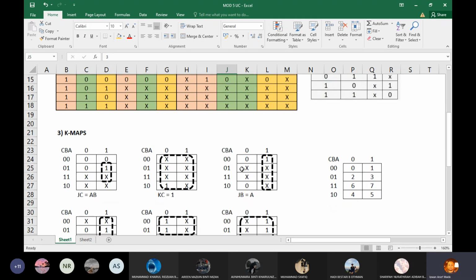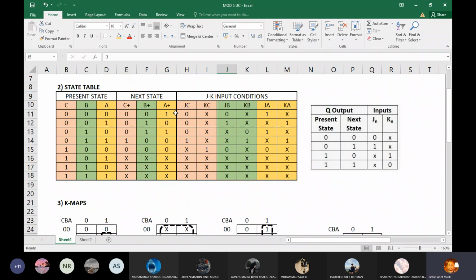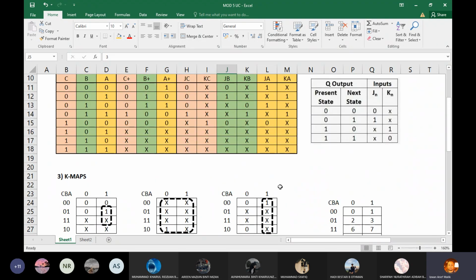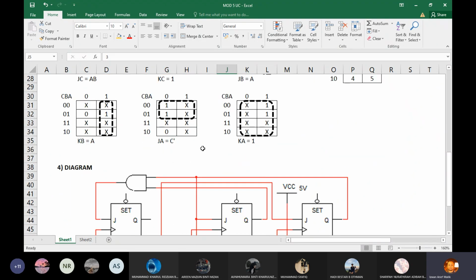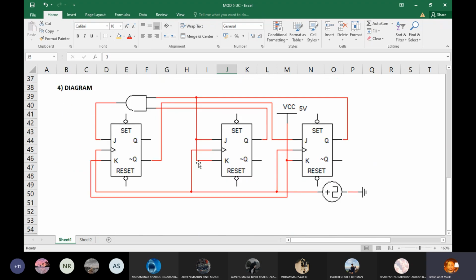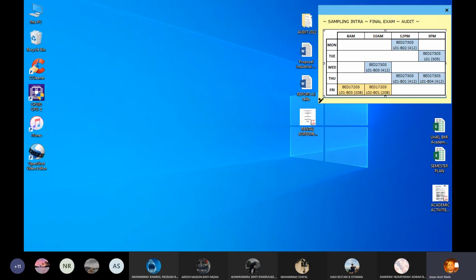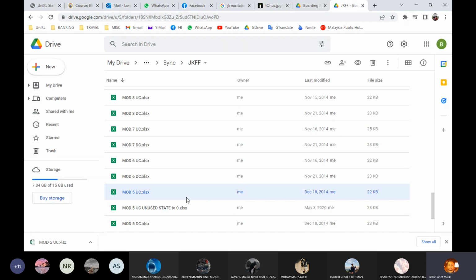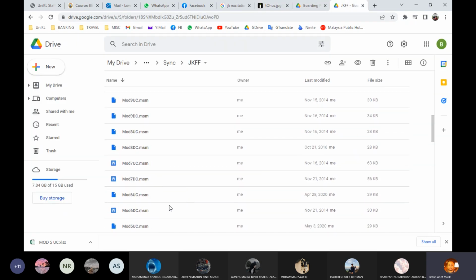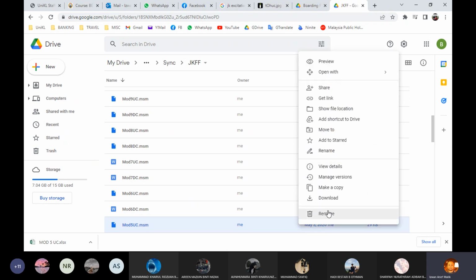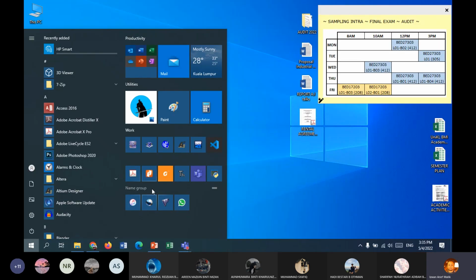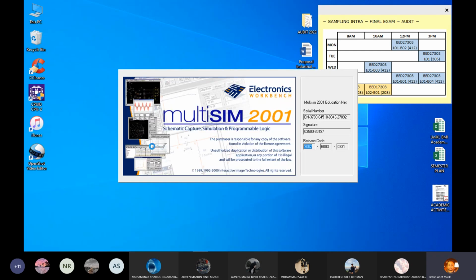Okay, then, apa lagi? K-maps, translatekan untuk setiap JC KC, JB KB, JA KA. Okay, masukkan dengan cara yang saya tunjuk tadi lah. Simplify, dapat simplification kat bawah ni, baru draw dia punya circuit diagram. Okay, I think I have the mode 5 up counter. Mode 5 up counter, so saya cuba untuk download dan simulatekan untuk tunjuk kepada you saya punya answer.